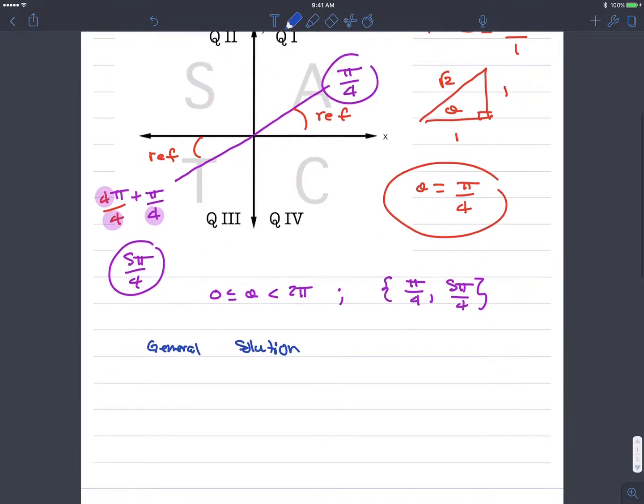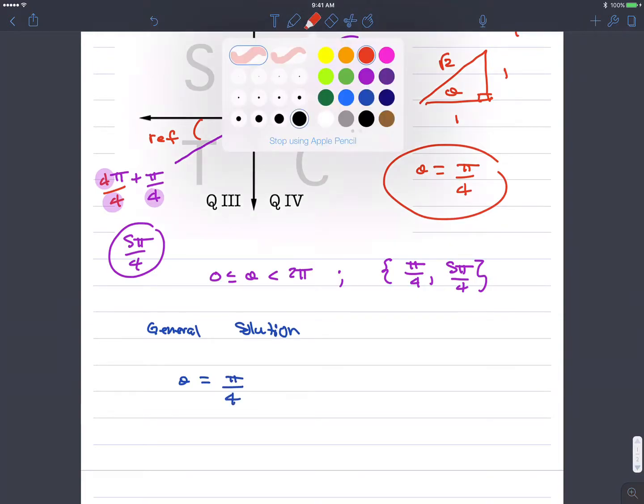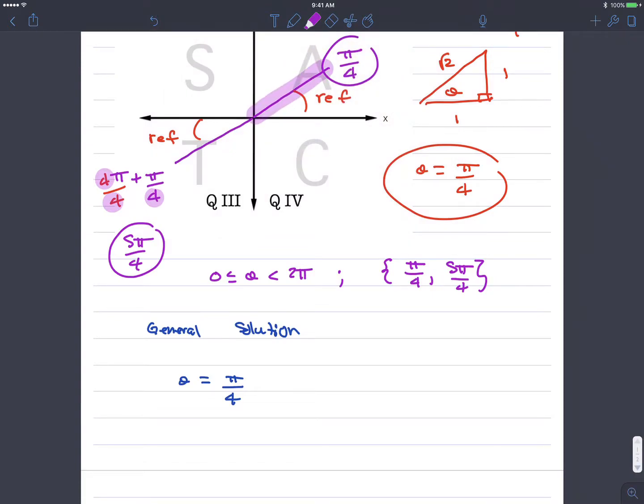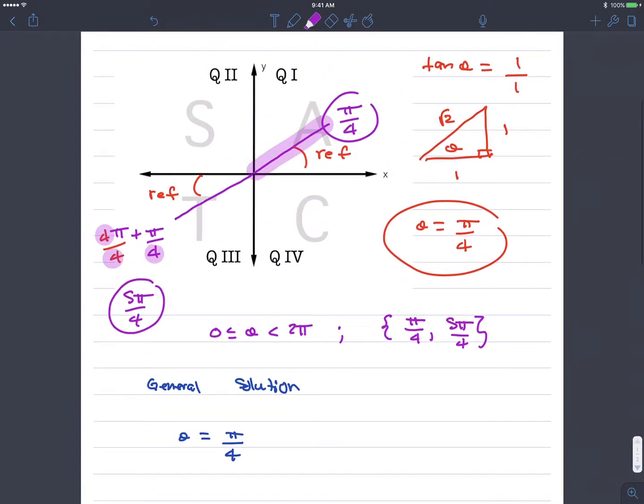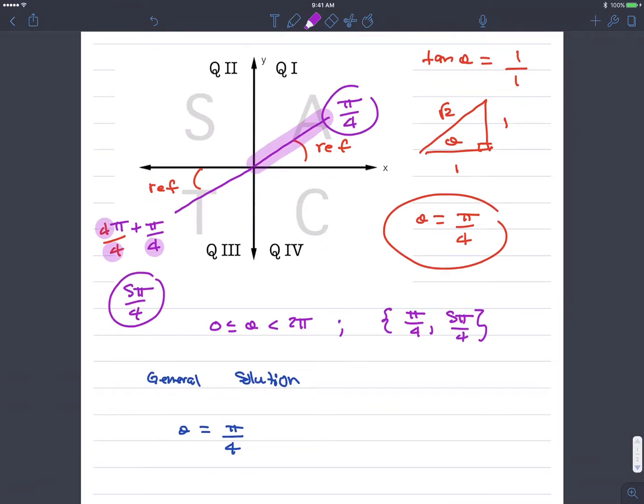General solution. This is kind of nice. We can say that theta will be take only one of the solutions here. Is that right? You guys know this? Why only one? Take that first quadrant solution. We're going to say pi over 4 now. How do I generate all other solutions in general? What do I add?